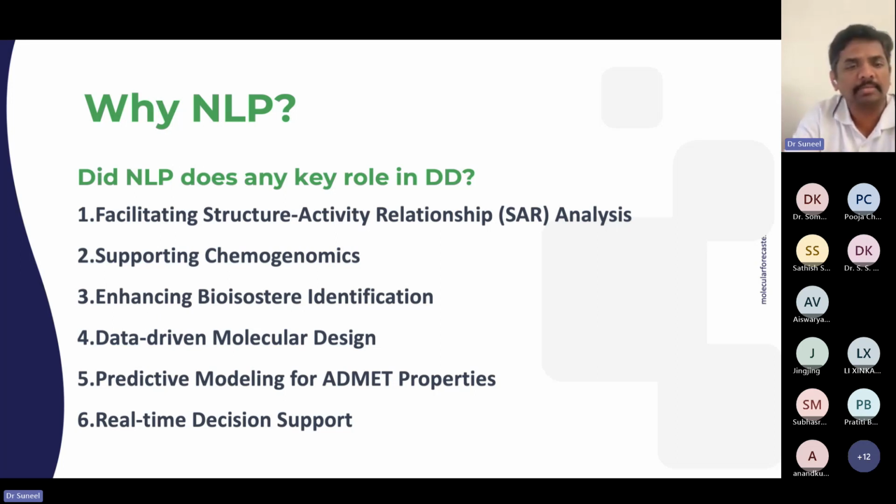The next one is predictive modeling for ADMET or solubility properties, where we use NLP techniques to extract information and try to predict whether the given molecule has ideal properties or not. Not only that, we can use reinforcement learning techniques to select the best molecule and try to avoid the noise from this.